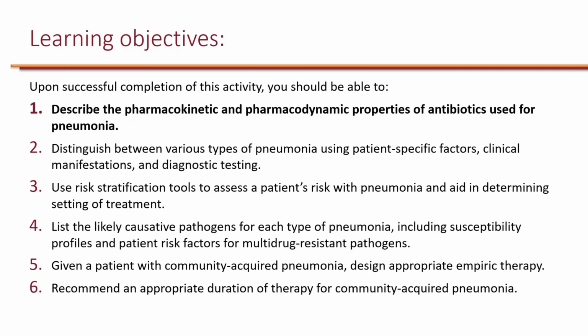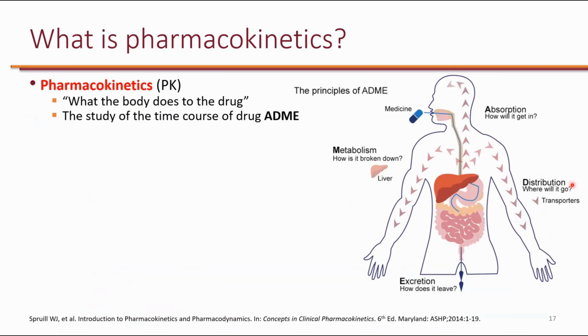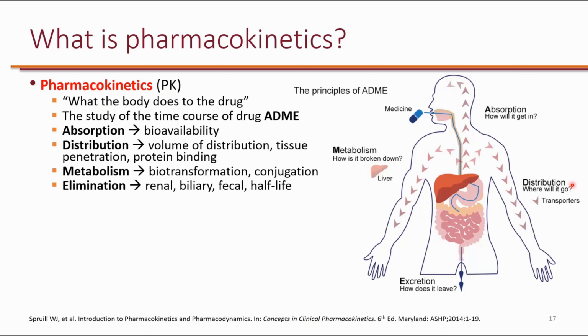The first learning objective is to describe the pharmacokinetic and pharmacodynamic properties of antibiotics used for pneumonia. Let's review what pharmacokinetics means. Traditionally, pharmacokinetics is known as what the body does to the drug. It basically involves ADME: absorption, distribution, metabolism, and elimination. It's important to consider absorption so we know the bioavailability of drugs. When it comes to distribution, it's important to know protein binding. So for example, some patients may have low albumin. Albumin is the number one protein that binds antibiotics.